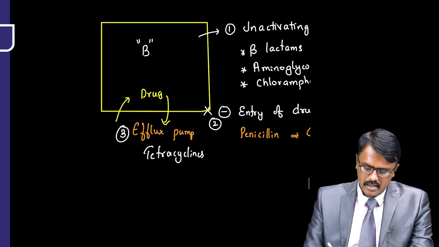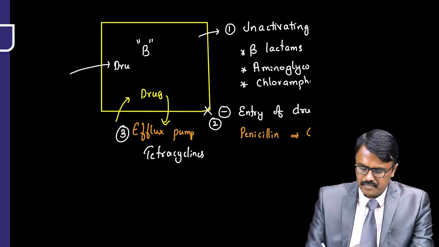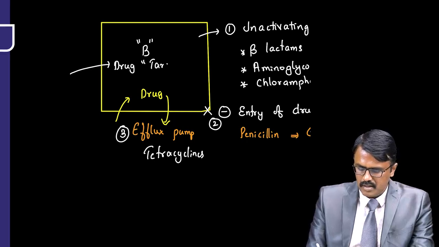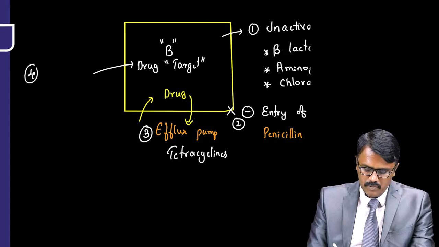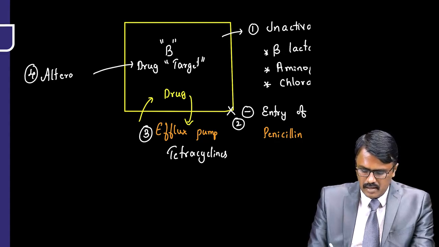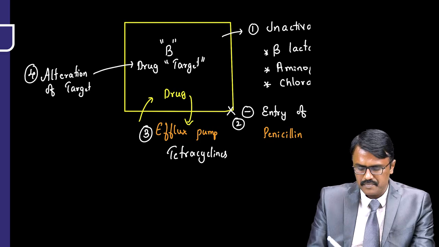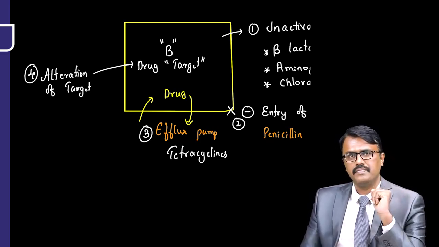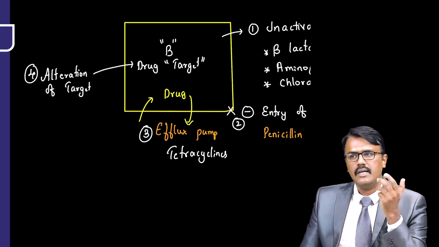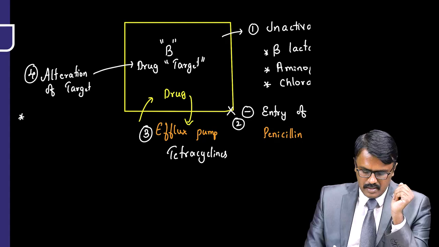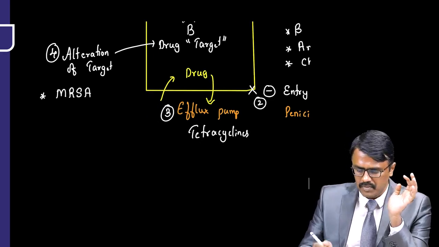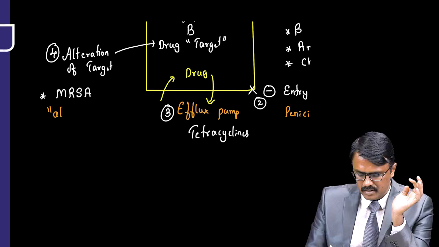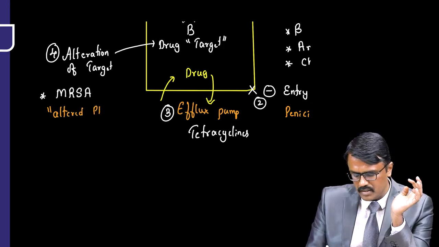Now the next thing is the drug has to go and bind to the target. Drug should work on the target. Now the bacteria are intelligent. What they do, they will alter the target. The fourth method is alteration of drug target. If the target is altered, for example, the enzyme is altered, then the drugs cannot sit, they cannot work. For example, MRSA. MRSA stands for methicillin resistant Staph aureus. The problem here is the target, that is penicillin binding protein, is altered.